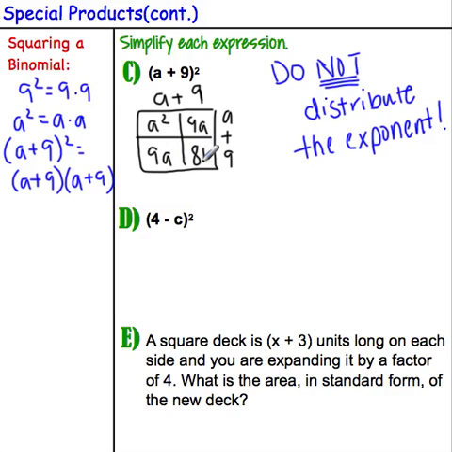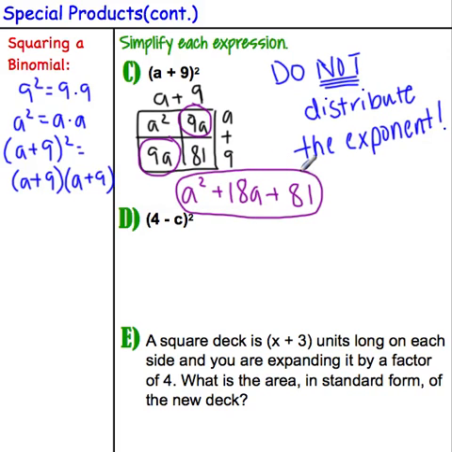So when we go ahead and combine our like terms, the resultant is a squared plus 9a plus 9a, which is 18a, because our diagonal terms will almost always be alike, plus 81, which is our final answer. So you can square a, you can square 9, but you also have to put them together and double it.